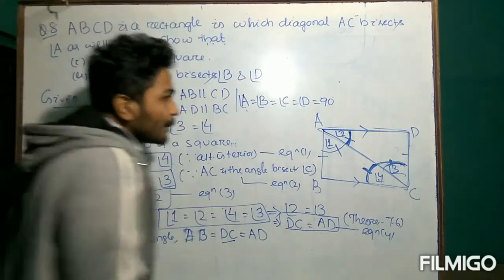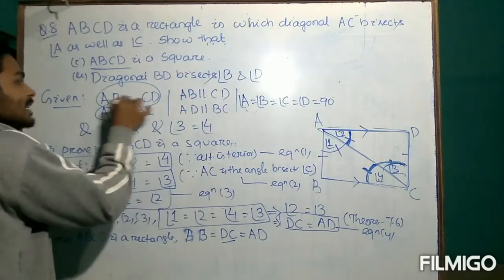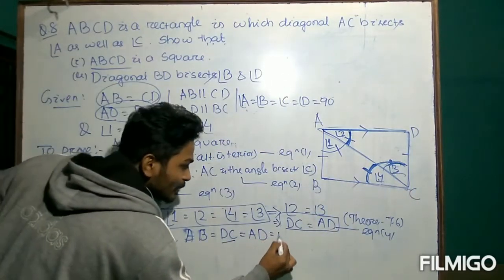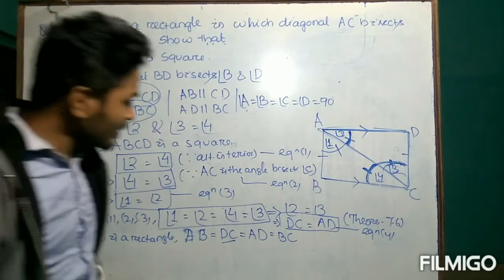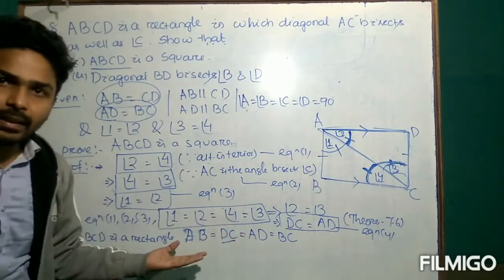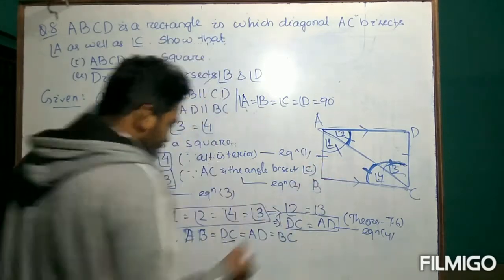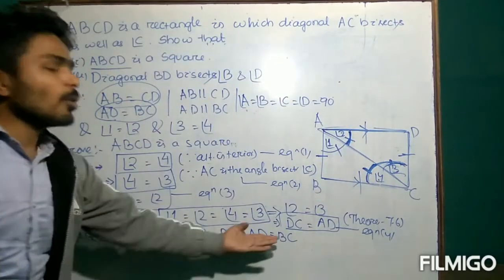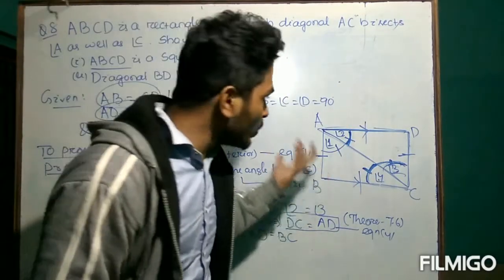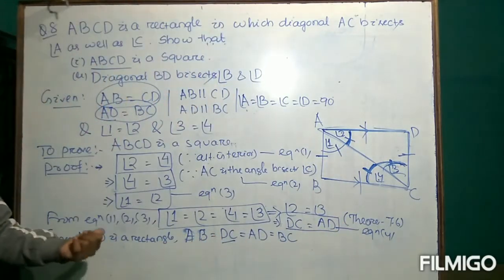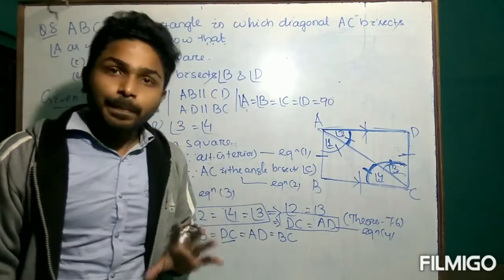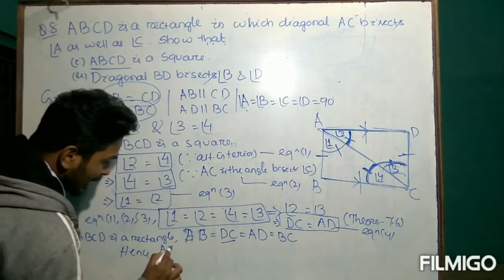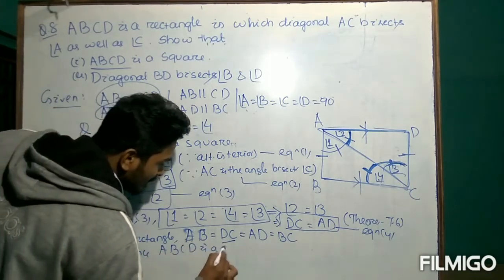And we know that AD is equal to BC. This side is equal to this side. So I can write AD is equal to BC. Do you understand this? So what have we concluded here? We have concluded that AB is equal to DC is equal to AD is equal to BC. It means all the 4 sides of this rectangle are equal. Hence we can write that ABCD is a square.